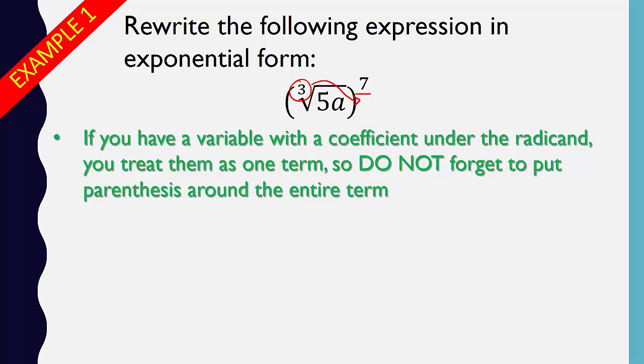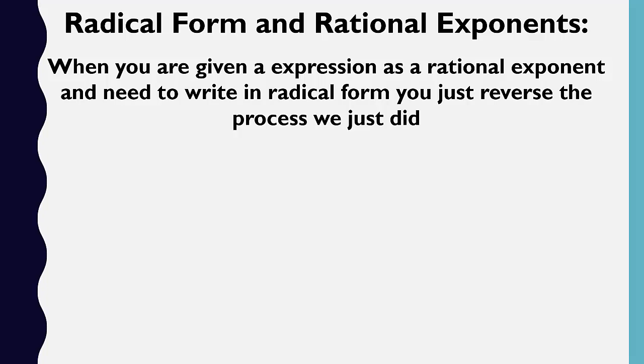If we have a variable with a coefficient under it, you treat it as one term. So don't forget to put parentheses around the entire term. Notice I have parentheses around the 5a. What this does is apply this exponent of 7 over 3 to both of these. This is not the same as this. In this case, the only thing that has the exponent is the a. So this and this are not the same. Just keep that in mind. Another very important thing that's easy to go wrong with, especially if you're using a calculator.